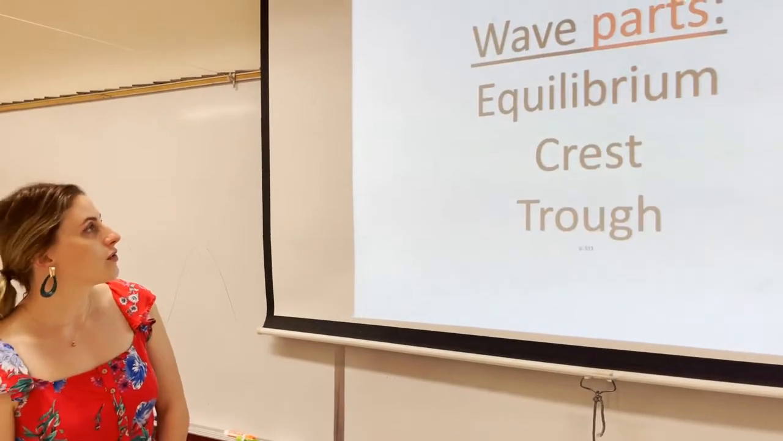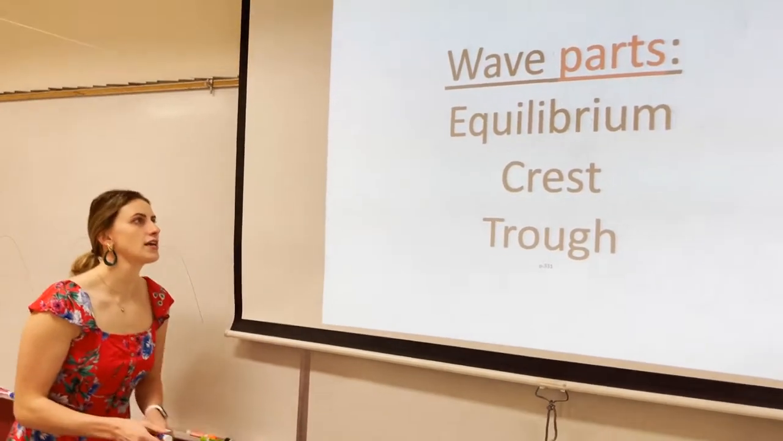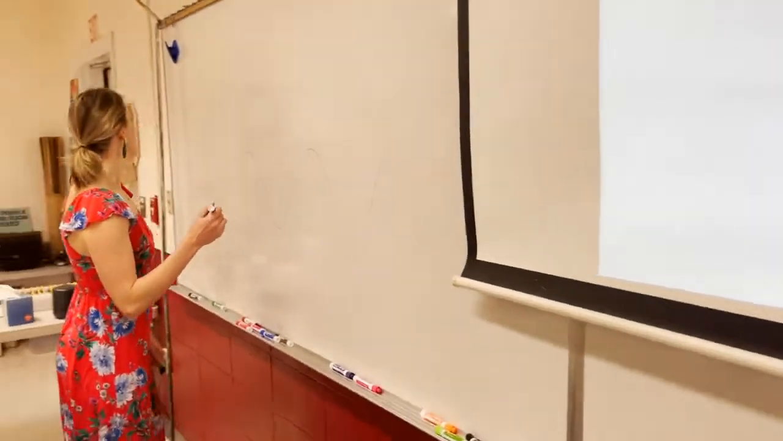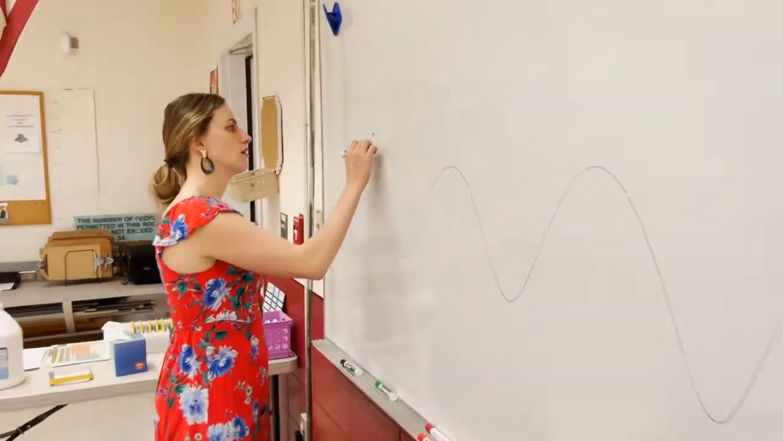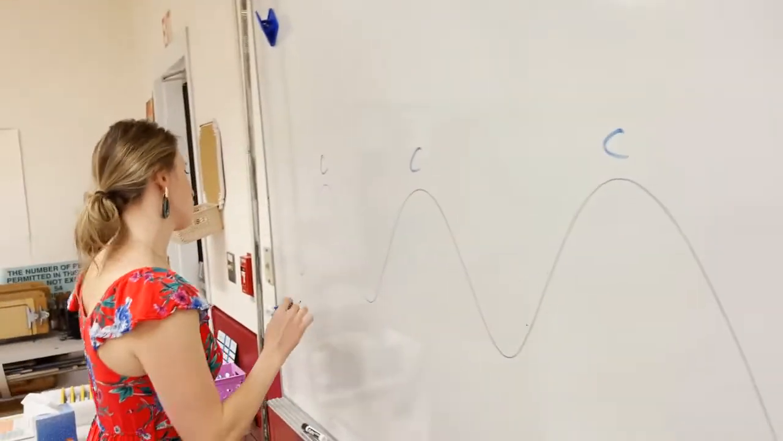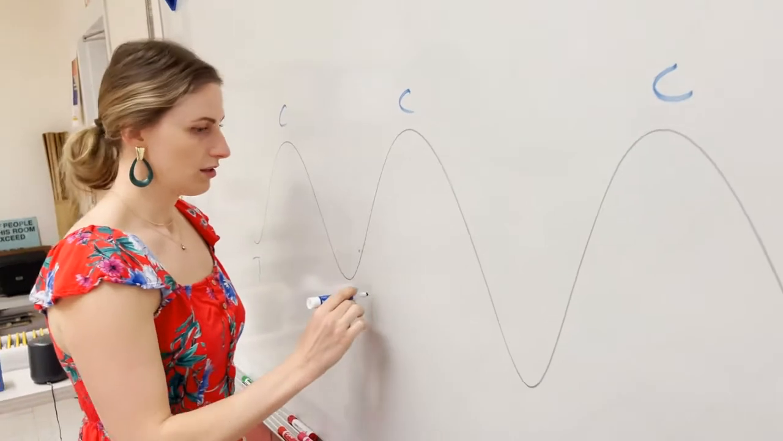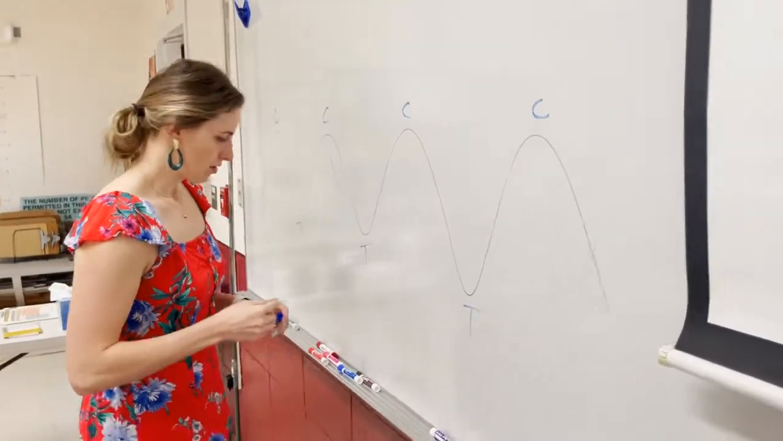Okay, so let's go ahead and do some labels. First thing, actually I'm gonna do crest. So the crest is going to be the top, these top parts right here. I got a lot of them. And then our troughs are going to be the bottom, kind of like a horse trough. Crest and trough. So you got to know your wave parts.